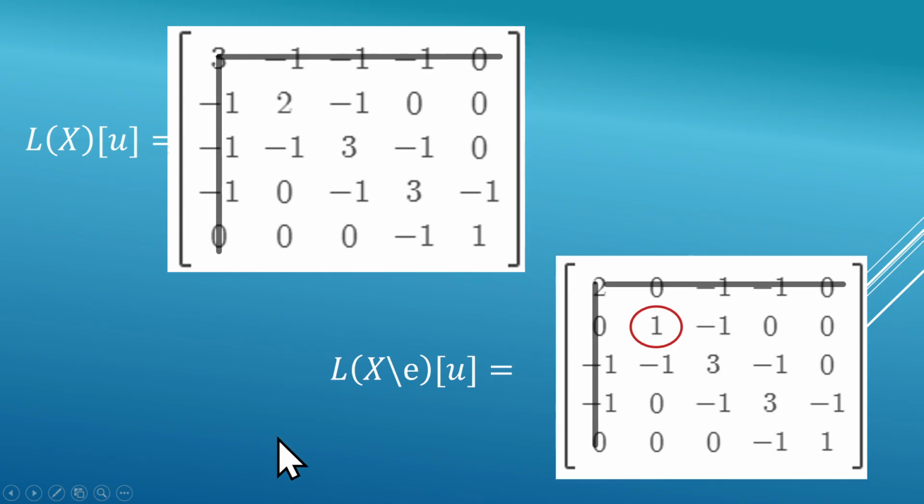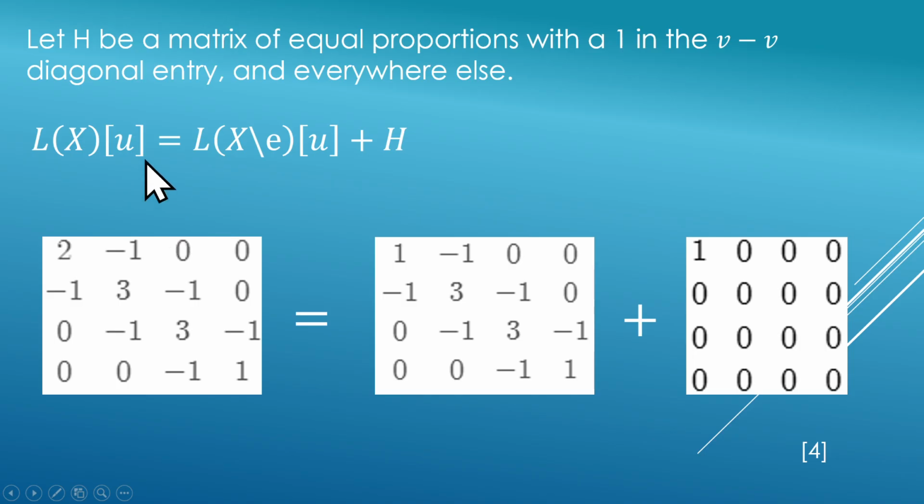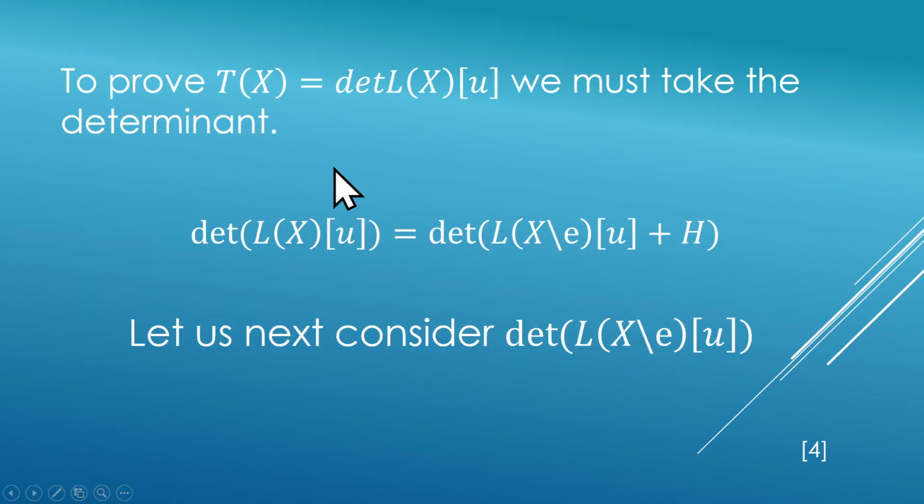And so then we could use that knowledge to write this new equation where the Laplacian matrix of x delete U is equal to the Laplacian matrix of x delete E and delete U plus this new matrix H that we'll create, which is just a matrix of zeros that just has 1 in the VV diagonal entry to make up for the decrementing that happens with the deletion of E. So then here we'll look at how we have to take the determinant of each side because that's part of our definition for Kirchhoff's theorem. So we take the determinant here.